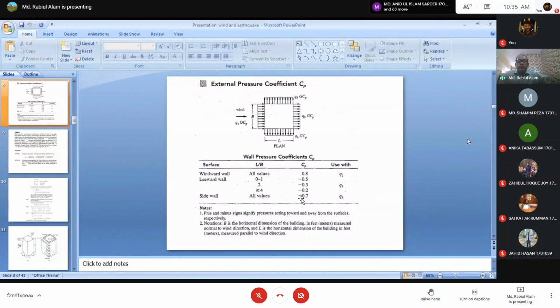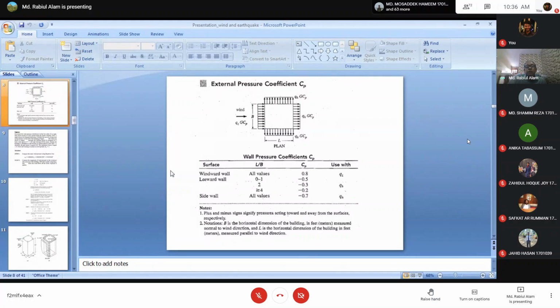So, you see the QZ and the QH. The first one is QZ. What's the difference between QZ and QH? You see in this figure, for the windward pressure calculation they are using QZ, but for the other three faces they are using QH.